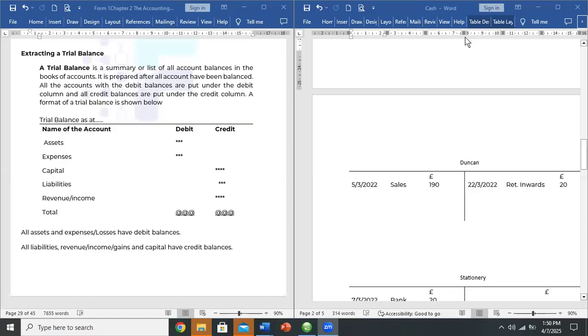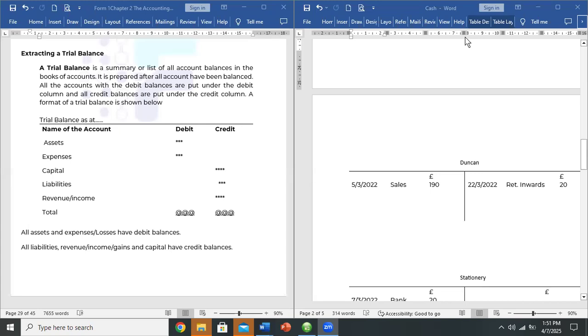So you appreciate that after balancing the account, you'd have to extract a trial balance, right? And you reckon that the balance could be a debit balance or a credit balance. So what we'll be doing in the trial balance is to put all those that have debit balances under one column and all those that will have credit balances under another column, right?